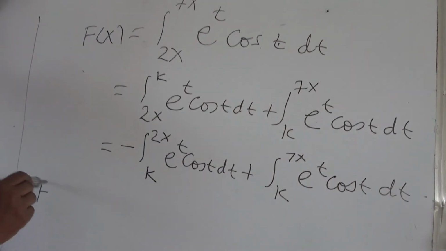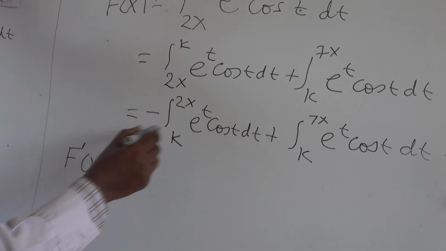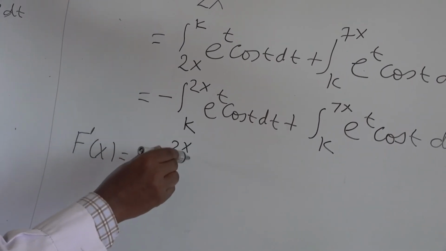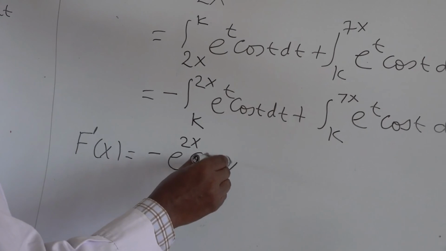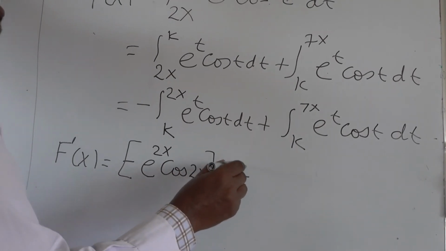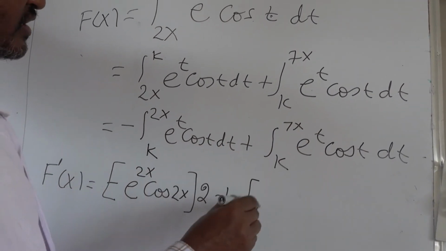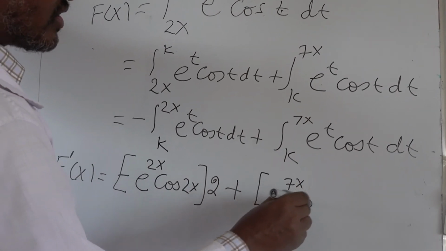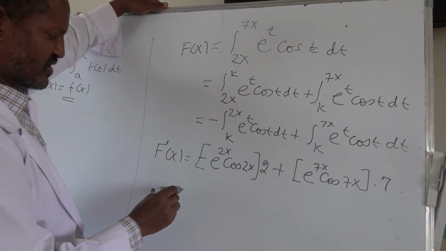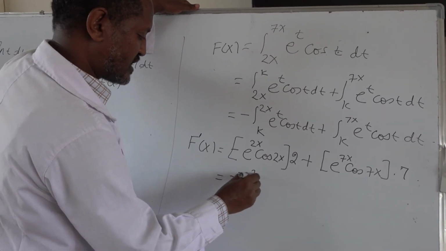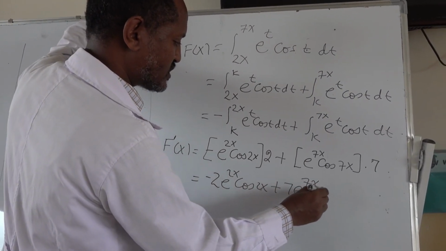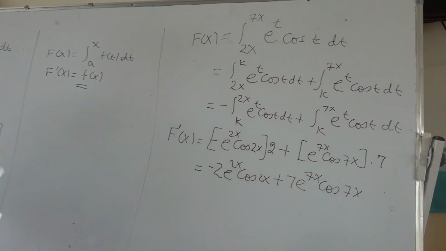Now, what is the derivative of F of x? The derivative of F of x is the derivative of this one. It is a matter of replacing t by 2x. So I'll have e power 2x cosine of t, t is what? 2x, times, it is composition, what is the derivative of 2x? It is 2. Plus, let's substitute 7x in place of t here. So I'll have e power 7x cosine of 7x times the derivative of 7x, that is 7. So I'll have minus 2 e power 2x cos 2x plus 7 times e power 7x cos 7x. This is the derivative of F at x.